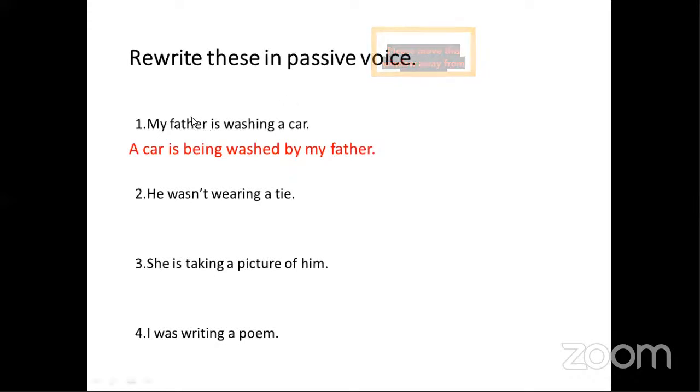Then we can divide the sentence. My father is the subject, is washing is the verb, a car is the object. So a car comes as the subject in the passive voice sentence. A car is a singular noun, so we have to add the present be verb is. Then you have to get the being form. And we have to get the past participle verb of this given verb washing. It's a regular verb. Washed. A car is being washed. There's a doer who is washing this car. The father is doing this task. Then you have to add this by phrase, by my father.